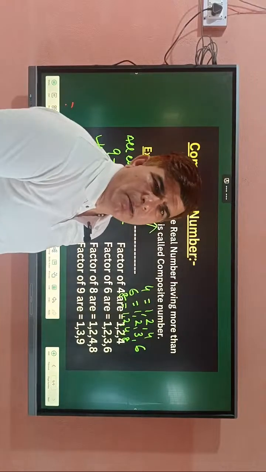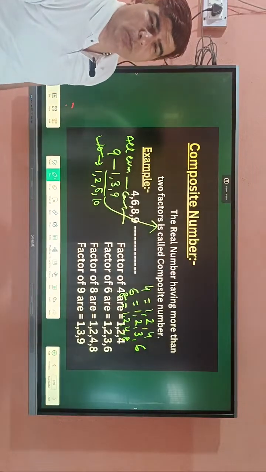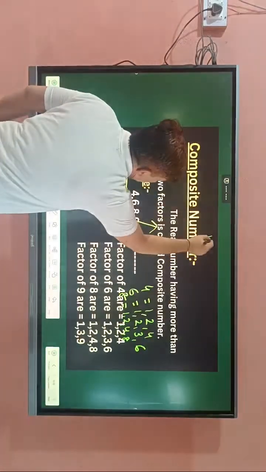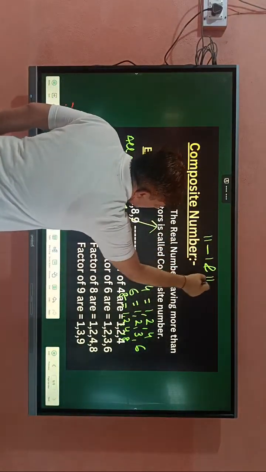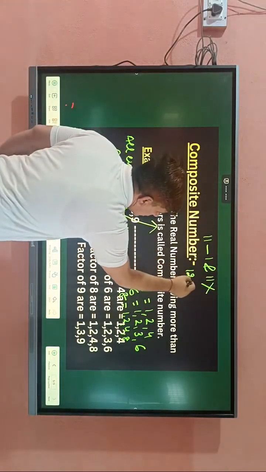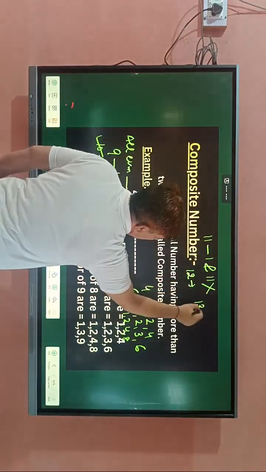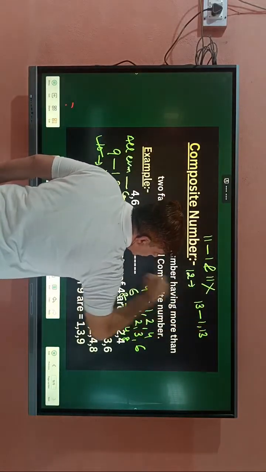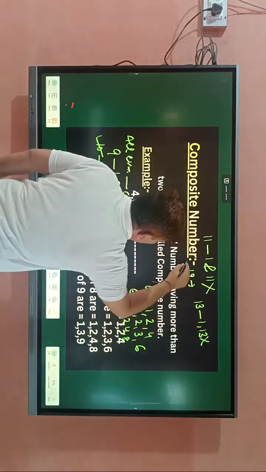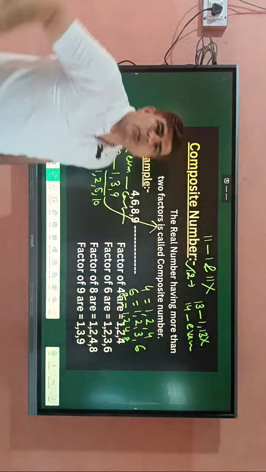11 is a prime number. It does not have more than two factors. 11 is divisible by only 1 and 11, so this is not a composite number. What about 12? 12 is an even number, definitely a composite number. 13 is divisible by 1 and 13 only, so this is also not a composite number. 14 is an even number, so definitely a composite number.